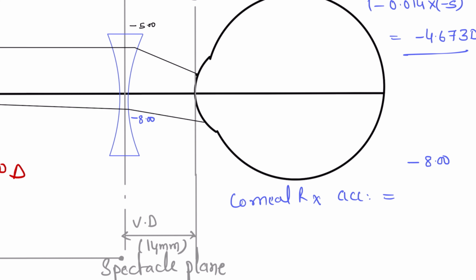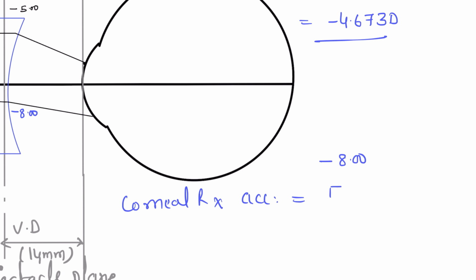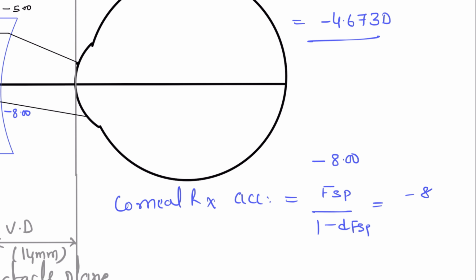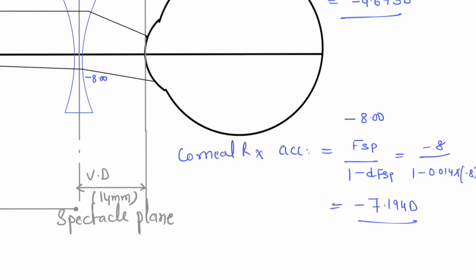Now we want to know what will be the corneal plane power when the patient is viewing a near target, which is situated 33.33 centimeter far away from the patient's eye. For that, we will again use the same formula, minus 8 divided by 1 minus 0.014 multiplied by minus 8, and the total will be equal to minus 7.194 diopters.